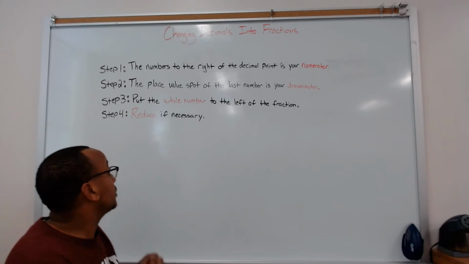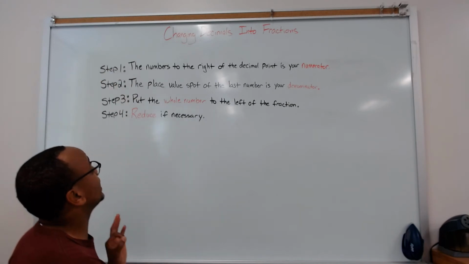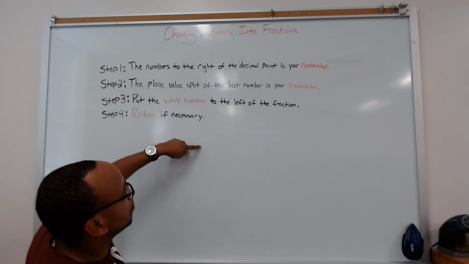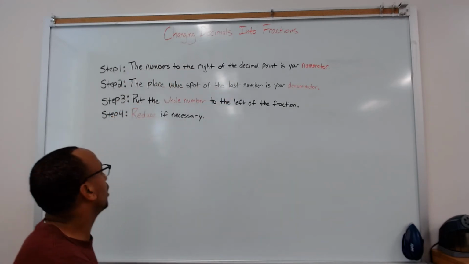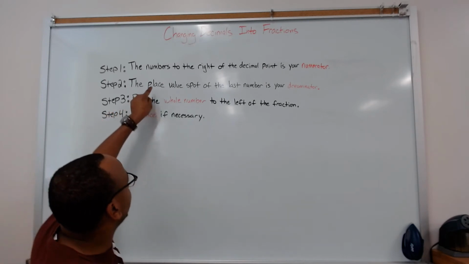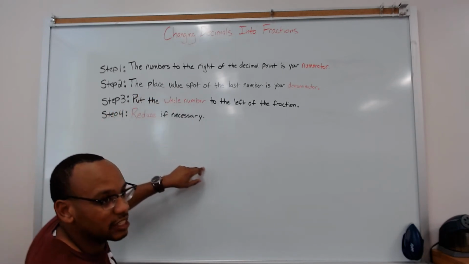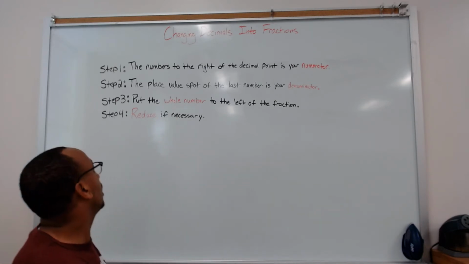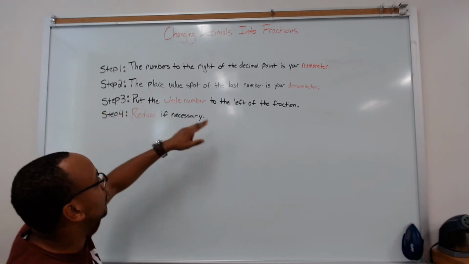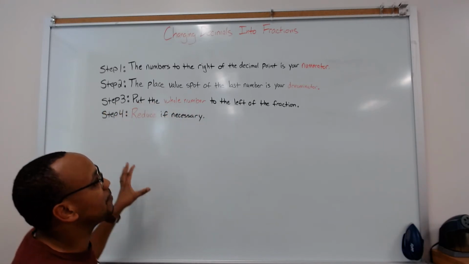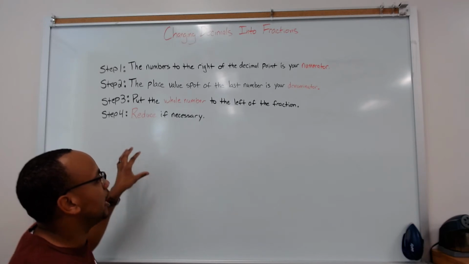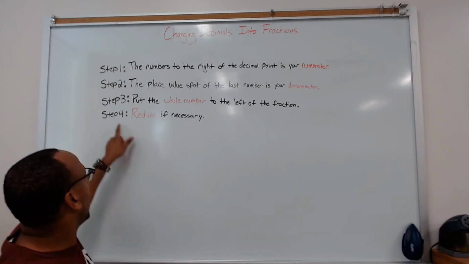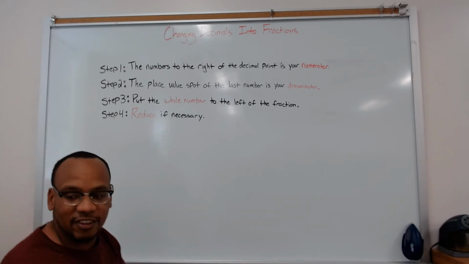So step one in changing a decimal into a fraction: the numbers to the right of the decimal point are your numerator. Step two, the place value spot of the last number in the decimal is your denominator. Step three, put the whole number to the left of the fraction. If your decimal has a whole number in it, to the left of the decimal, it's going to be to the left of the fraction. And step four, you're going to reduce the fraction if necessary.